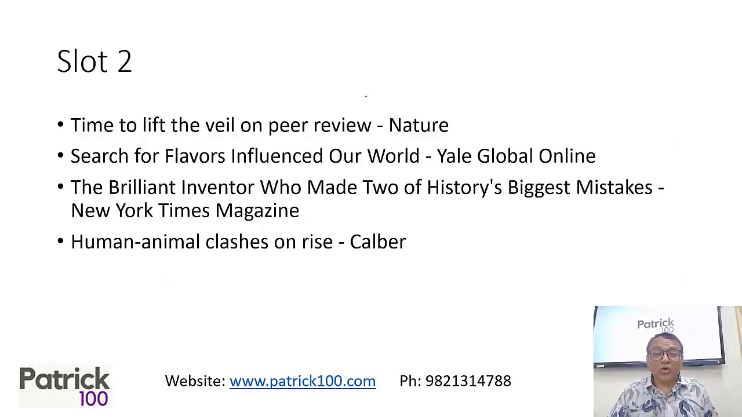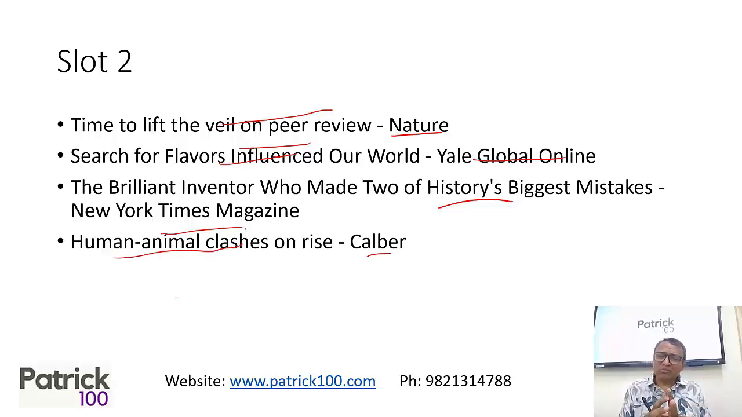Similarly, if you look at slot 2, there were articles from Nature, Yale Global Online, New York Times Magazine, and Calvert. A lot of the sources are foreign magazines and foreign newspapers. You can read from there. There was one on time to read for peer review, which is for research based articles, so that's where it came from. Then there were articles on the search for flavors, influence, histories, an inventor, and also human-animal clashes. So look at what articles come from these sources and then work on them.